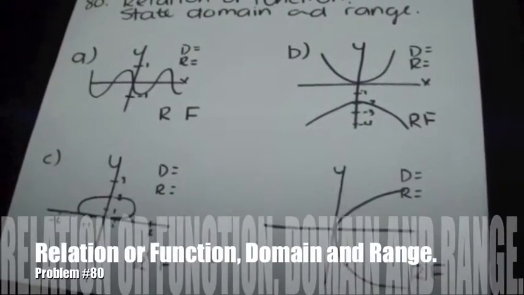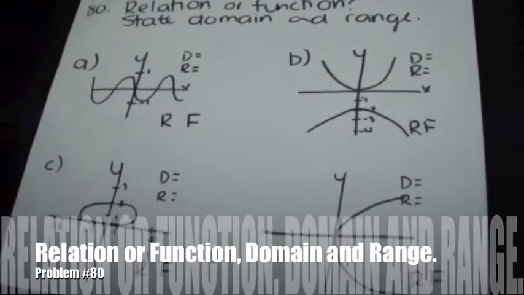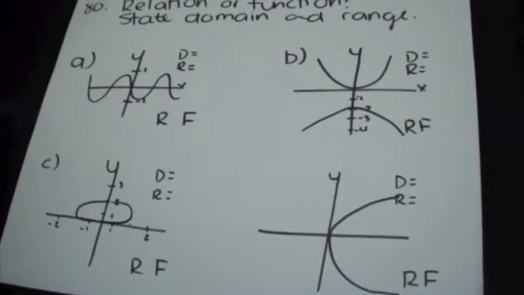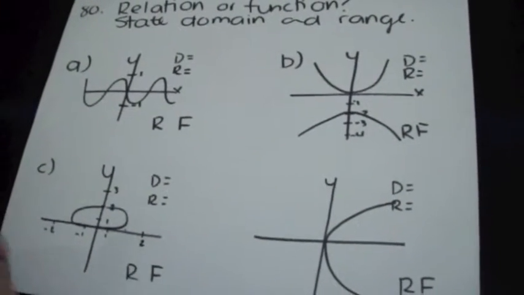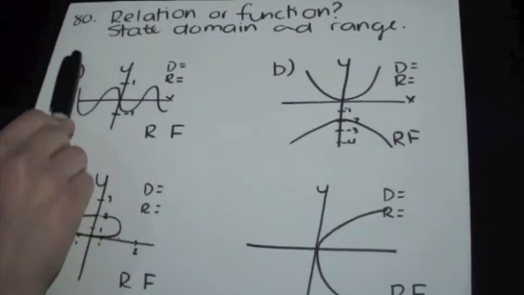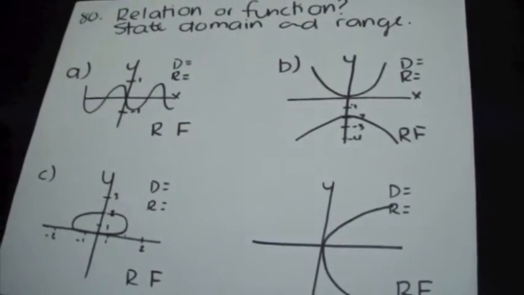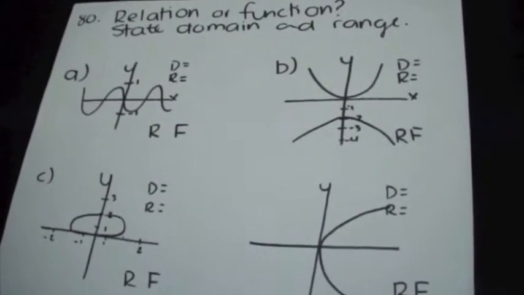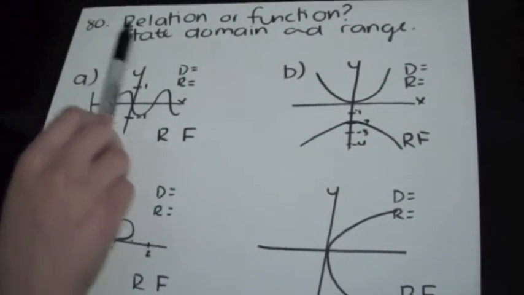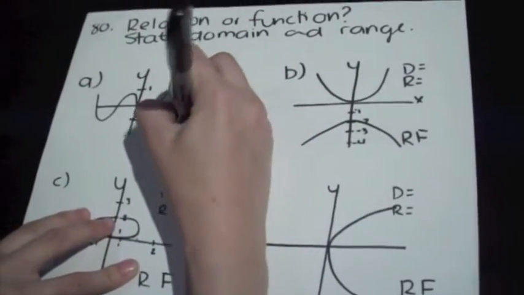Problem 80. State if a relation or function and state the domain and range. What we have to do to find out if it's a relation or function is do the rule we did in class. If we do this and points do not cross, it is a function. If they do cross, it is a relation only. So since points do not cross, it is a function.